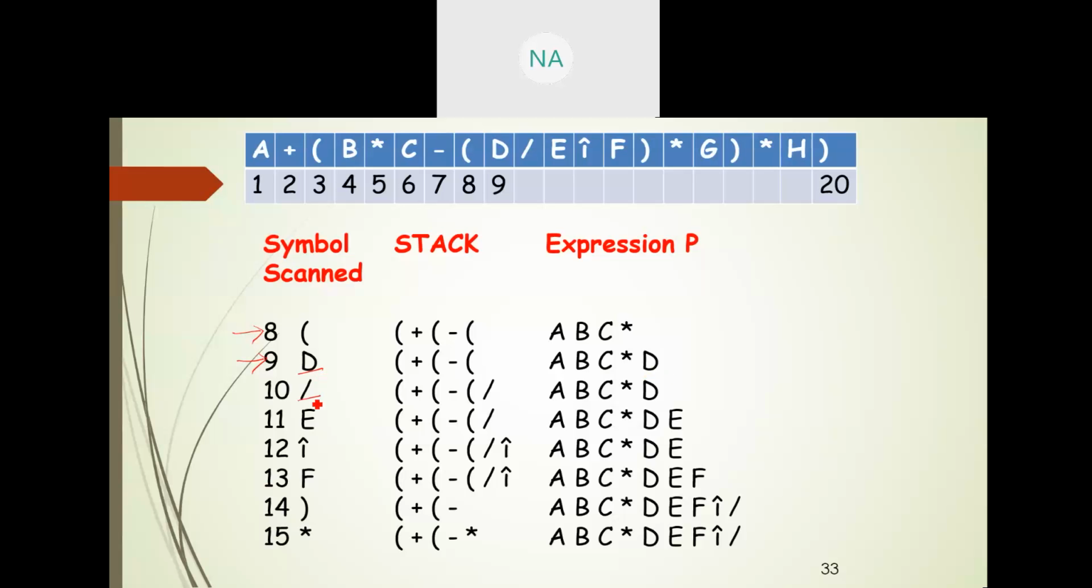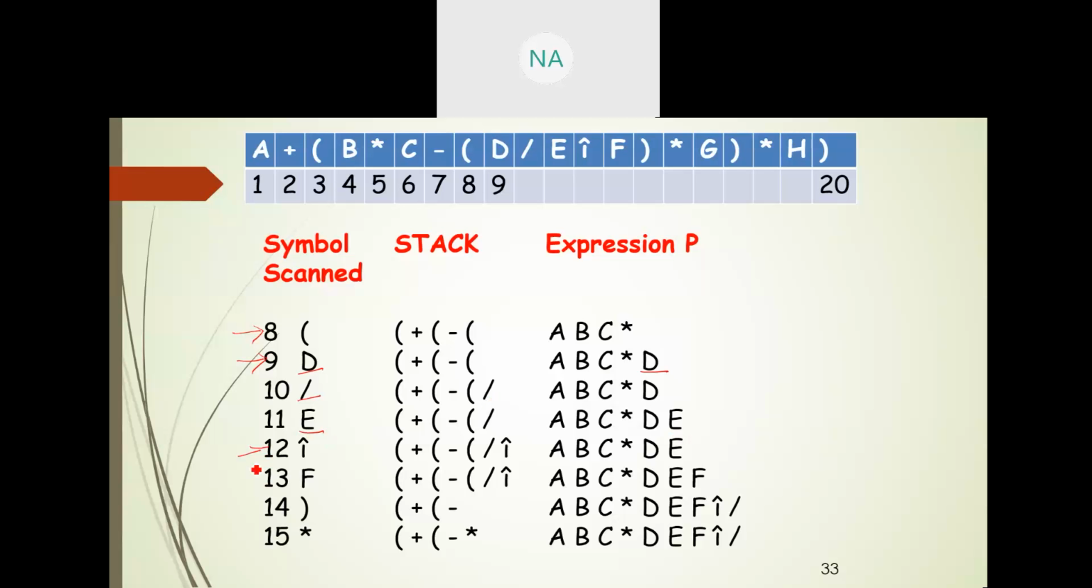Then division operator, so step 5. At the top we have a left parenthesis, so nothing will be done in step 5A and step 5B. This division will be pushed into the stack. Next element E is an operand, add E to P.